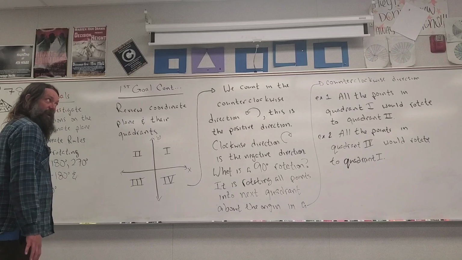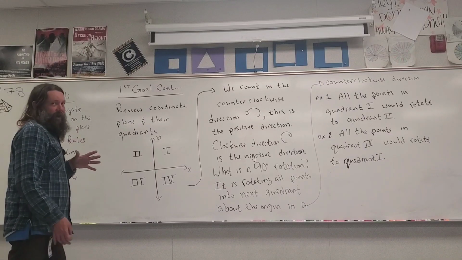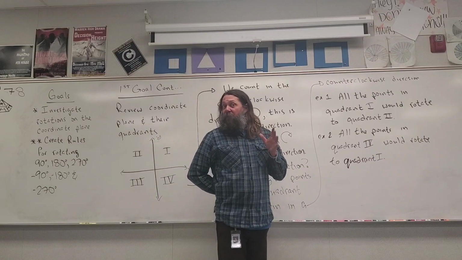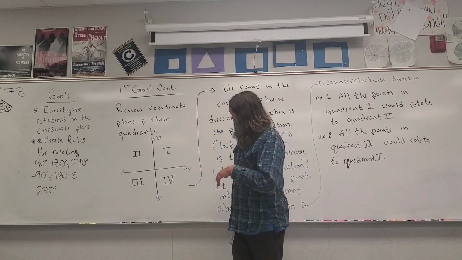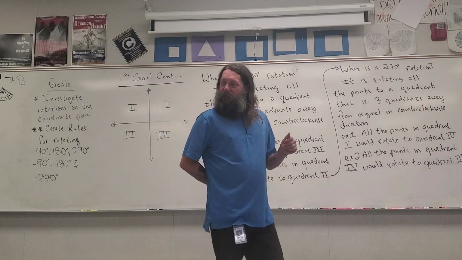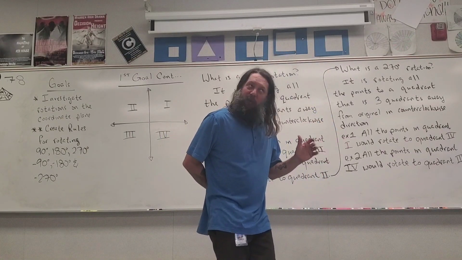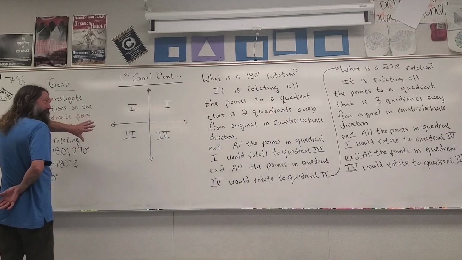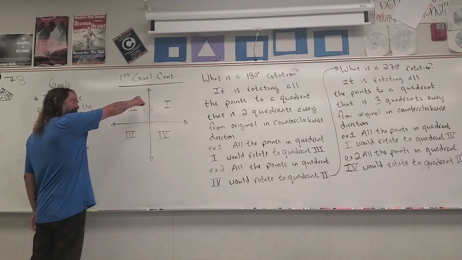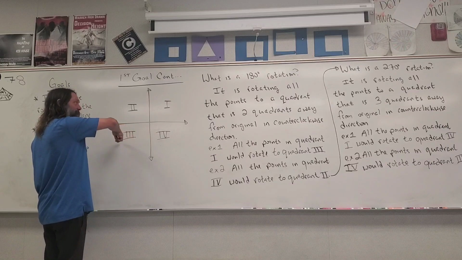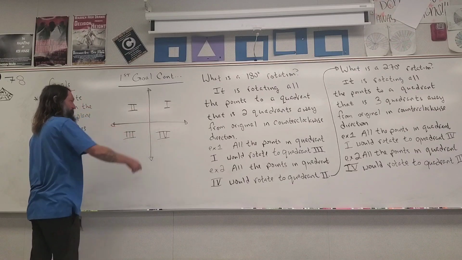So I'm going to go ahead and hit pause, come back, and talk about what it looks like to be a 180-degree rotation, what it looks like to be a 270-degree rotation. So let me clean this up, and I will be back. I'm back again. I don't know how many more times I'm going to be back, hopefully just one more time. But here we are, we're going to finish our first goal. Now I have a picture of our coordinate plane with the quadrants. Remember, we count in a positive direction and we go in a counterclockwise direction, and we count in a negative direction and we go in the clockwise direction.